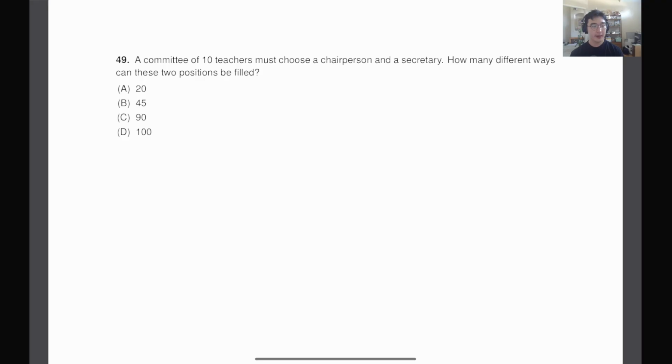Question 49. A committee of 10 teachers must choose a chairperson and a secretary. How many different ways can these two positions be filled? All right, so from 10 people, you're trying to choose 2 to be chairperson and secretary. And we're looking at all the different ways these two positions can be filled. So we're looking for some permutation or combination type of thing. The first thing you need to ask is, does order matter?